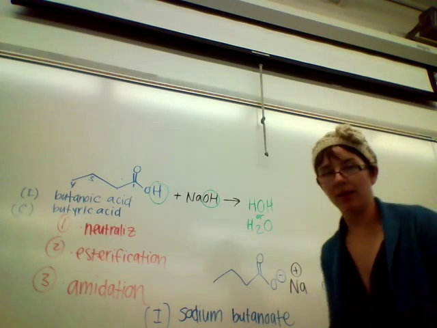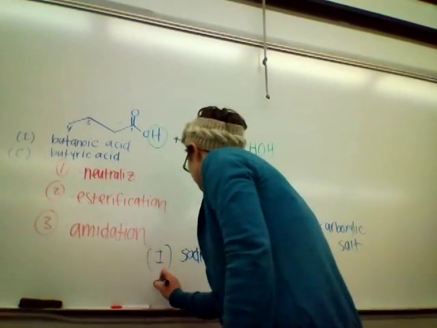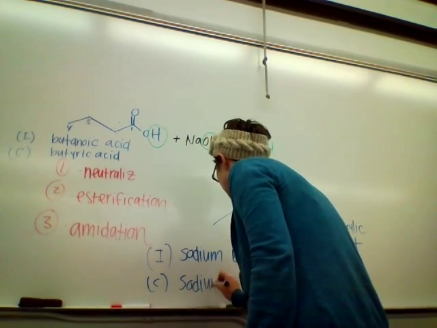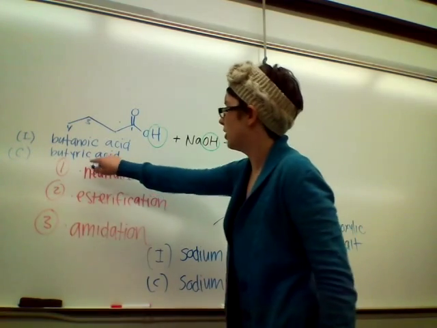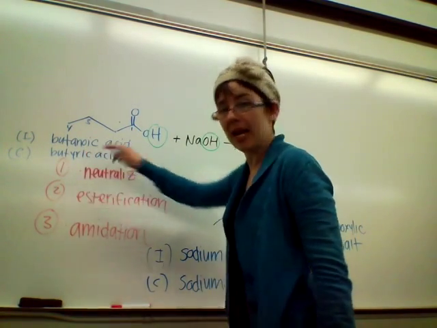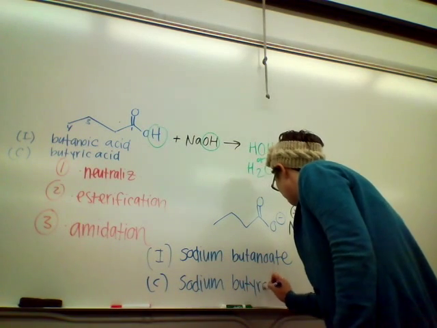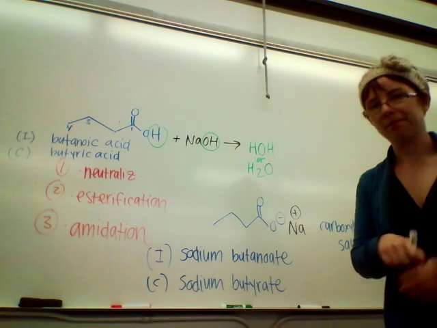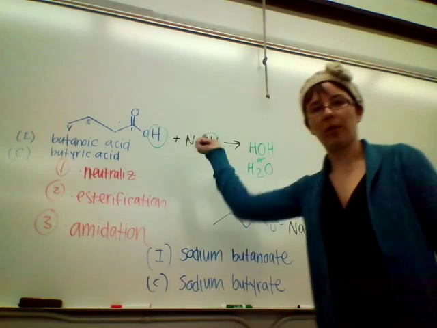But the common name for this, what do you guys think? Still going to be sodium. But instead of butyric acid, you're going to drop the -ic and you're going to put -ate. So it's going to be sodium butyrate. And that's it. So that's how you neutralize a carboxylic acid.